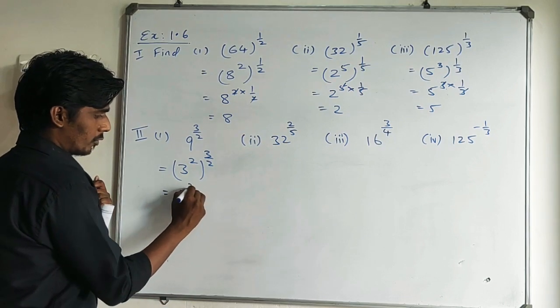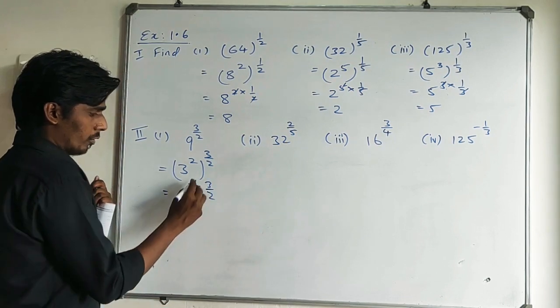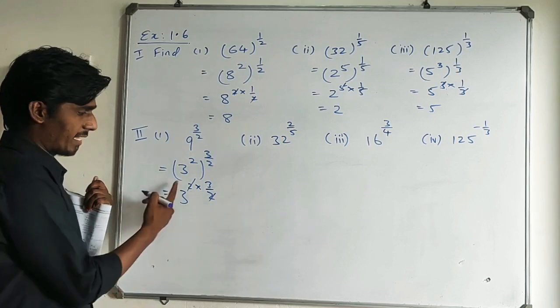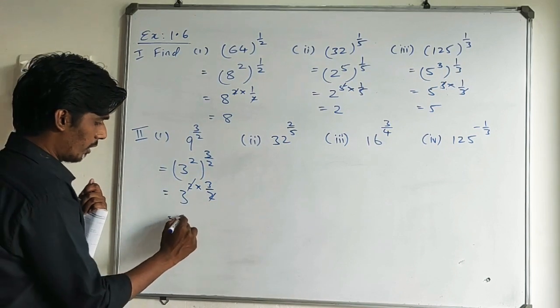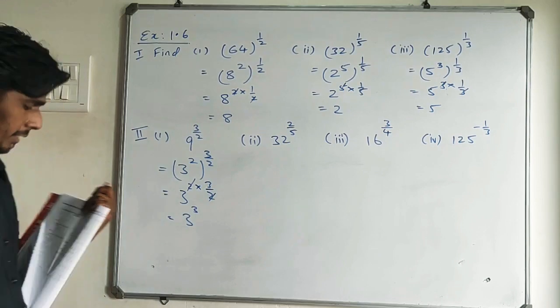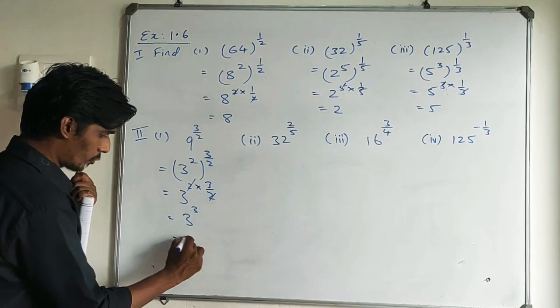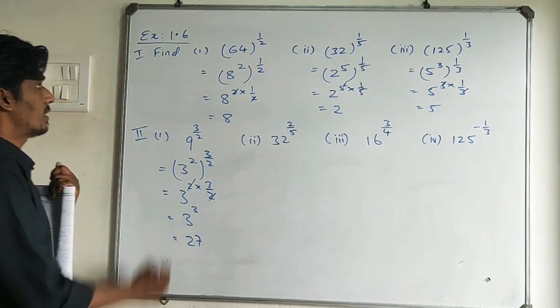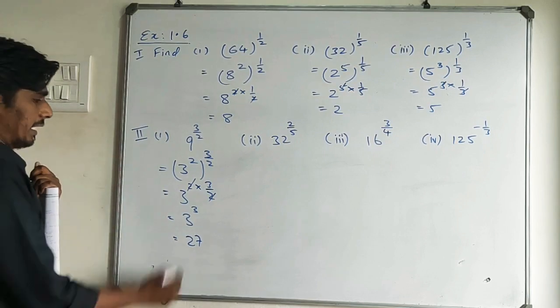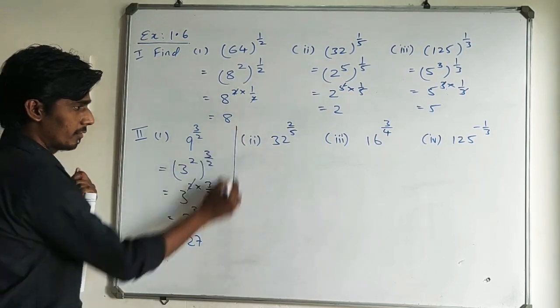Then 2 into 3 by 2. This 2 and 2 get cancelled as they are in multiplication. So it's 3 raised to 3. So we can write here 27. As the question is to evaluate, we got the answer.